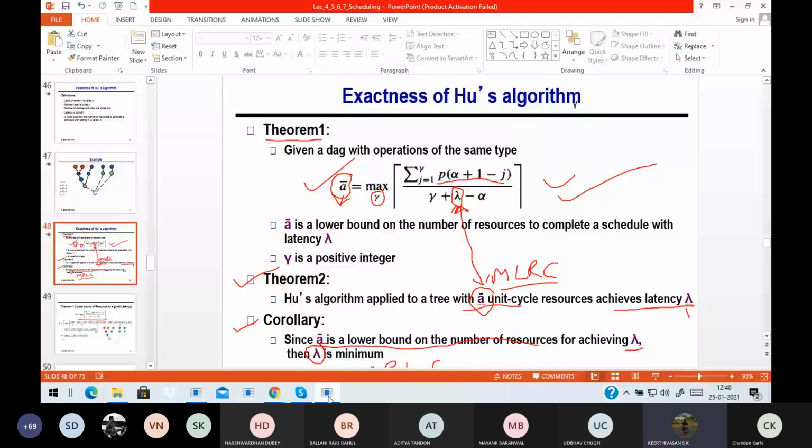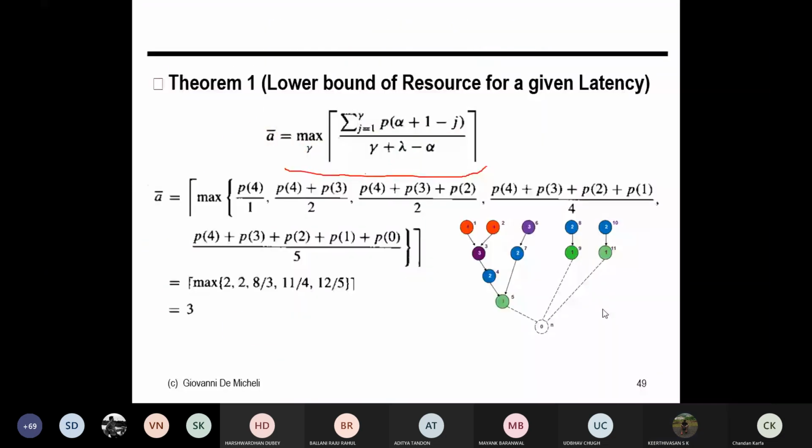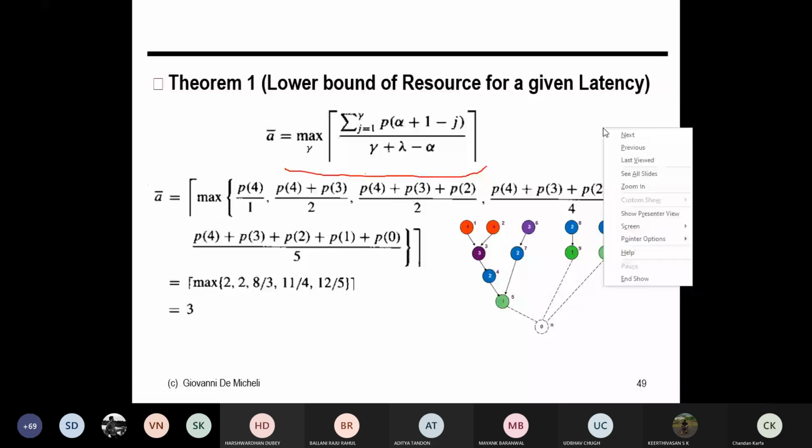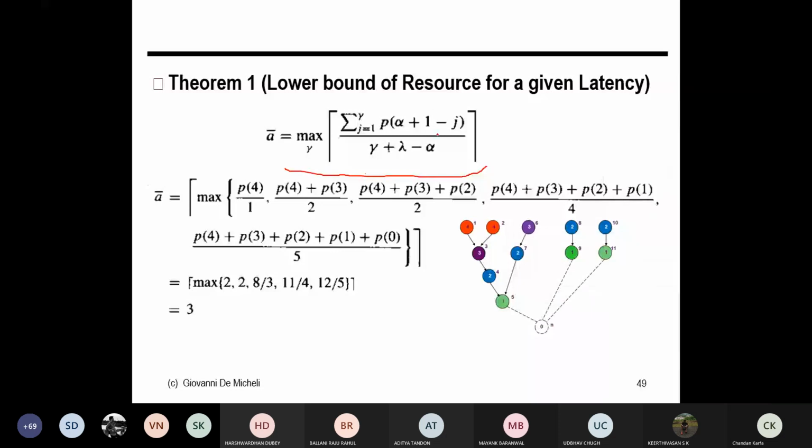Yes, sir. Okay. So as I mentioned, given a latency number lambda, I can identify the lower bound. The theorem says that. So let us try to understand what this means. Here gamma is some constant, and for such a constant value this expression gives me the highest value. So I'm going to find that gamma. So gamma is important.